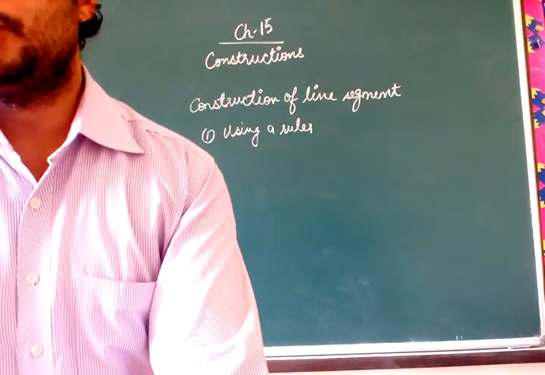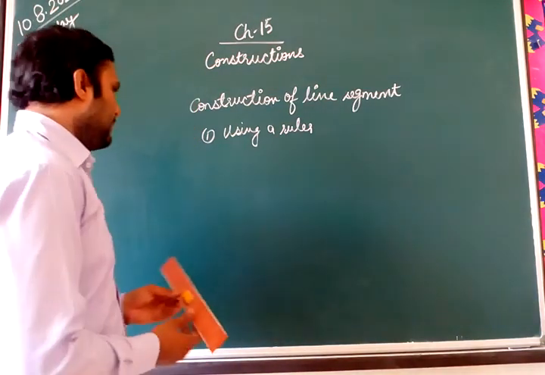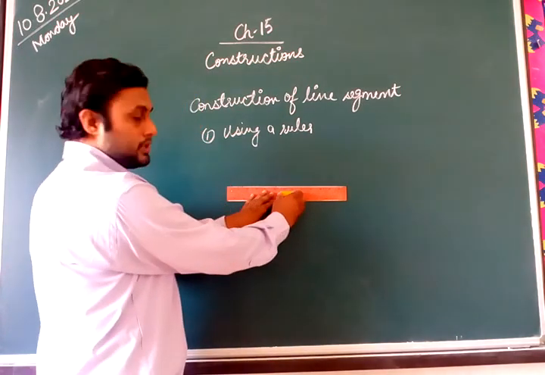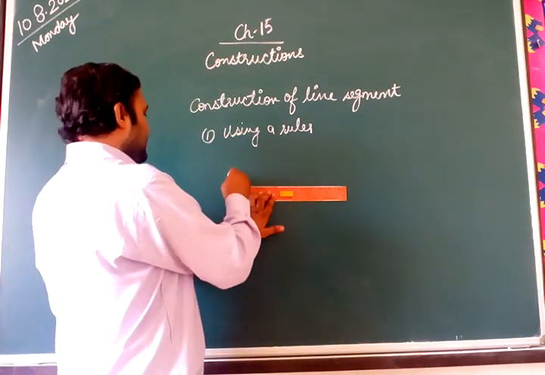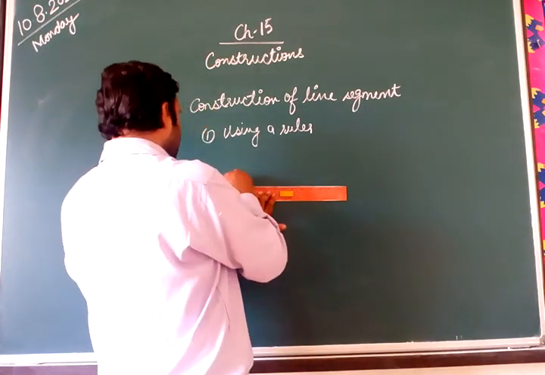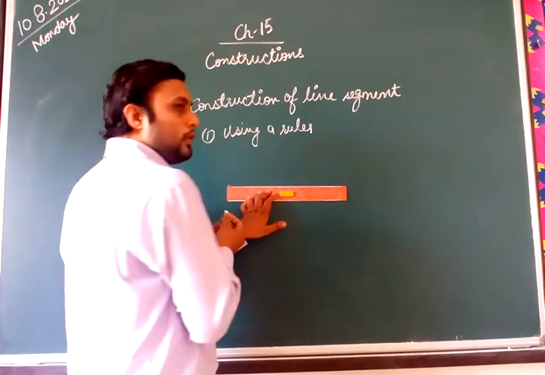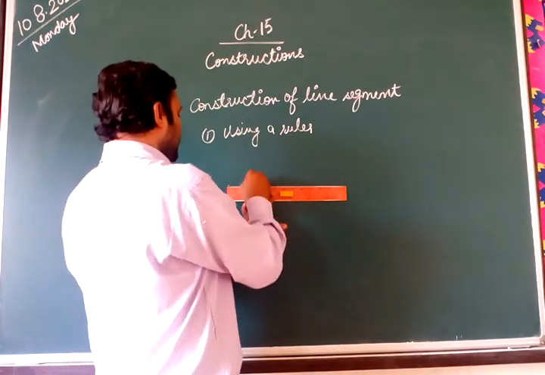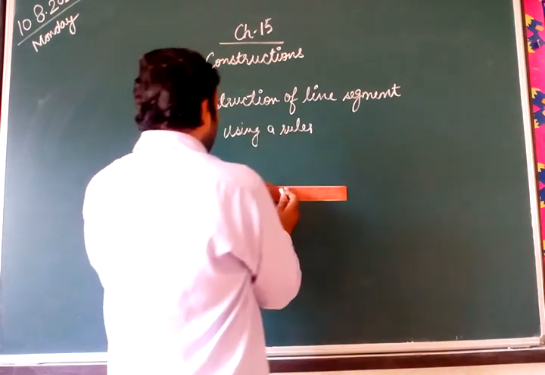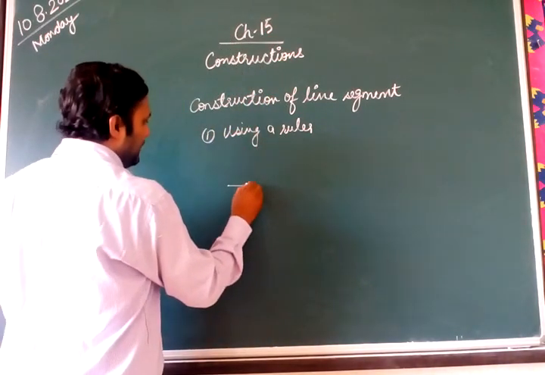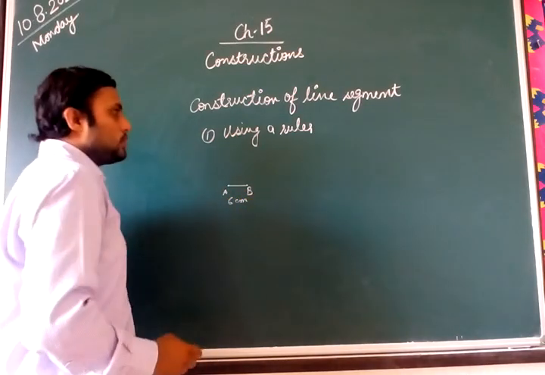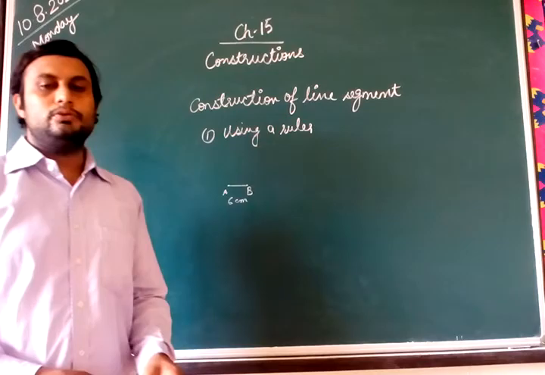Suppose you want to draw a line. You put the scale on your sheet like this, and at the zero initial position put a mark. Suppose you want to draw a line of 6 centimeters. So where is 6? Here is the 6. You put a mark and draw the line. So we can say that with points A and B, this length is 6 centimeters. In this way you can use a ruler to draw a line.